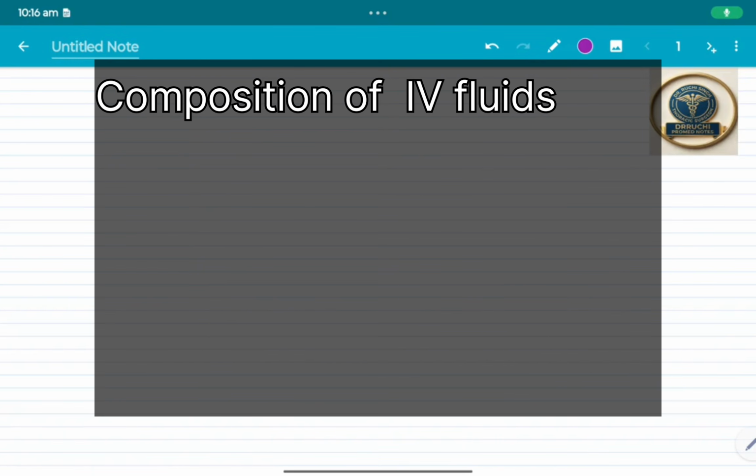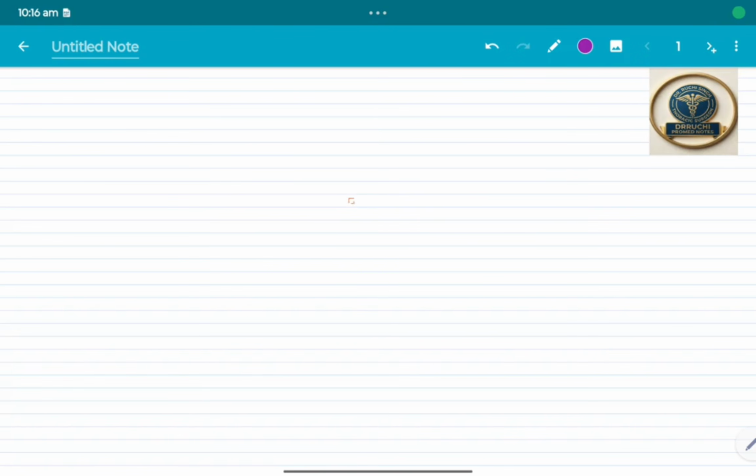So now we are going to read the composition of IV fluids. Some of the IV fluids which are very important, we are going to read what their composition is.